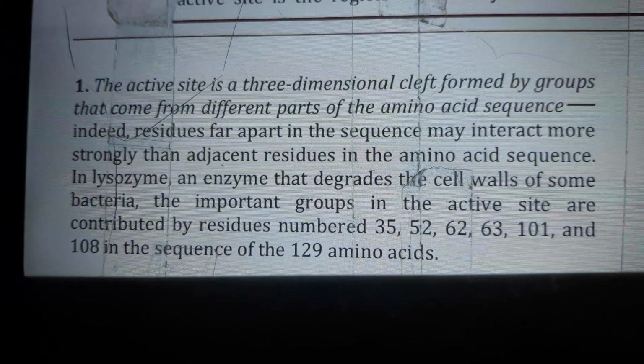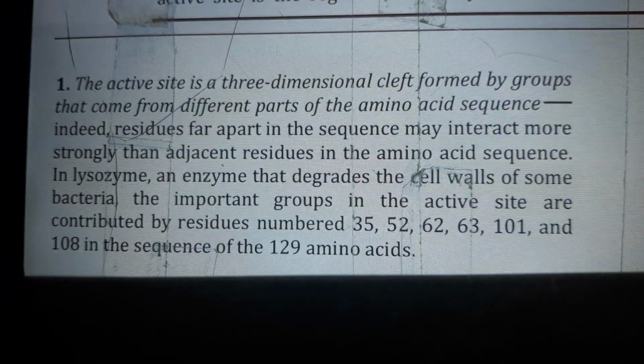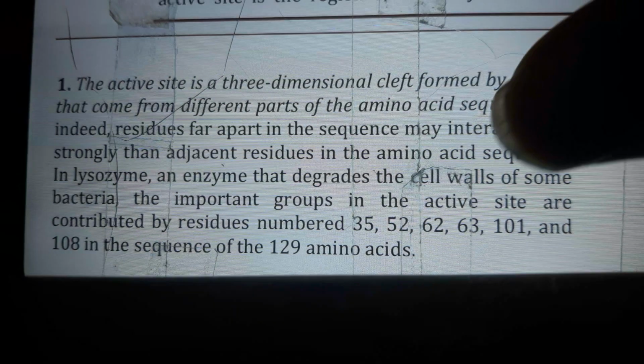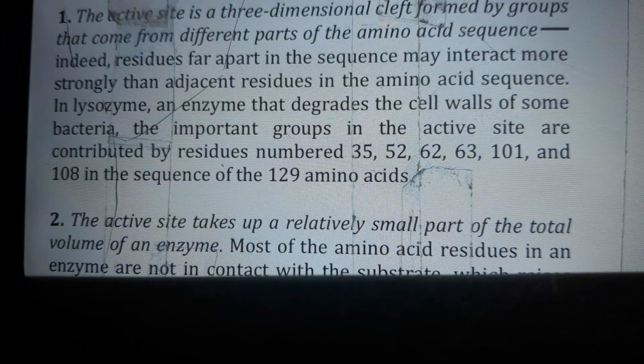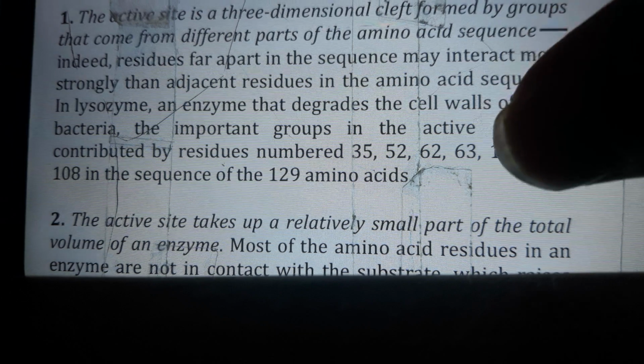Next, we'll be talking about the active site, which is a three-dimensional cleft formed by groups that come from different parts of the amino acid sequence. Indeed, residues far apart in the sequence may interact more strongly than adjacent residues. In lysozyme, an enzyme that degrades the cell walls of some bacteria, the important groups in the active site are contributed by residues numbered 35, 52, 62, 63, 101, and 108 in the sequence of 129 amino acids.